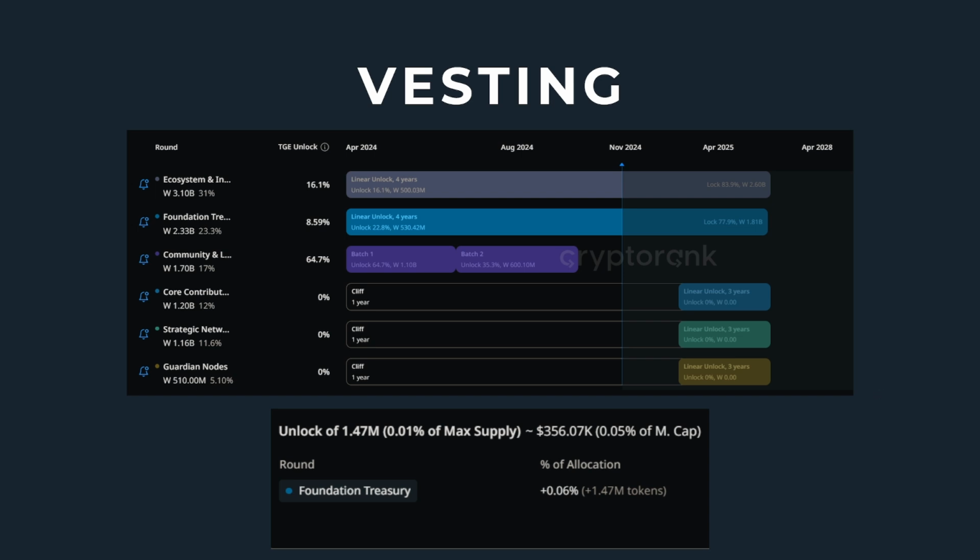The only unlocks that are happening are from the foundation treasury, which is not that much. It's like 0.01% of the max supply. And you can see a lot of this stuff is already released. So that's good. There's no really big sell pressure from Wormhole. The only sell pressure there is, of course, with ETH or Bitcoin potentially going down. But regarding VCs or whatever, they have no access to their tokens until April. And even when they have access, their vesting is going to be 3 years. So yeah, pretty nice to see.